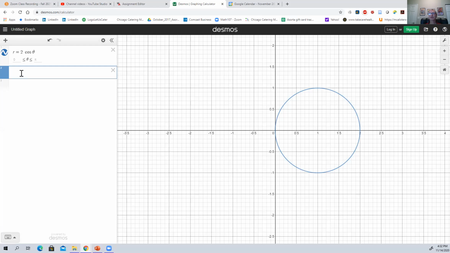So what if we change cosine to sine? So what would end up happening is R would equal, say, 2 sine, and then you type in theta to get theta to come up. There's theta. Whoops, I forgot my equal sign. There you go. And so you can see that this one is still a circle, but now we're moving the center to 0, 1.